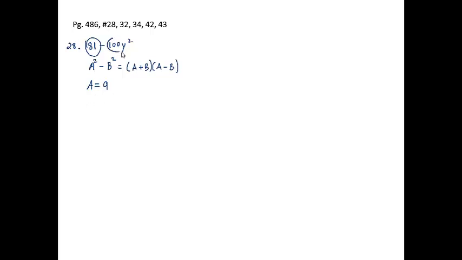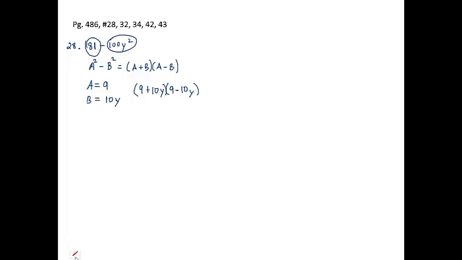The second term, 100y squared, is going to help you determine the b. Well, there's a number on it, so I take the square root and I get 10. There's a variable part, so the rule is to keep the variable and divide the exponent by 2, and I just get y. So my a is 9 and my b is 10y. Once I have it, all I do is fill it in. So I have 9 plus 10y times 9 minus 10y. And yes, it's now done.